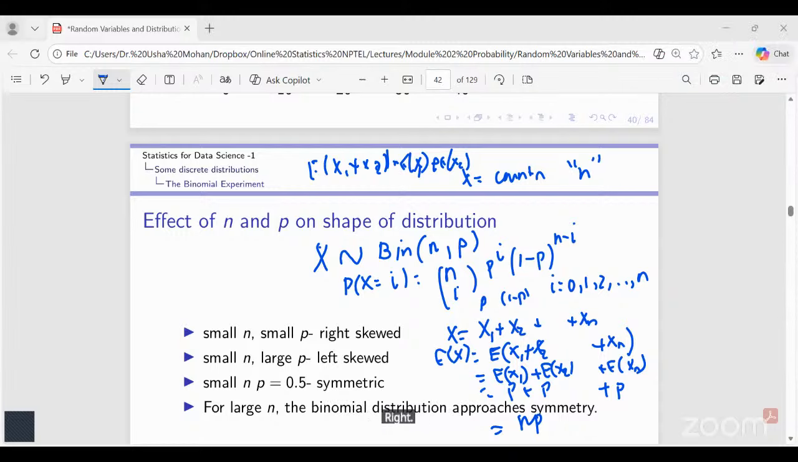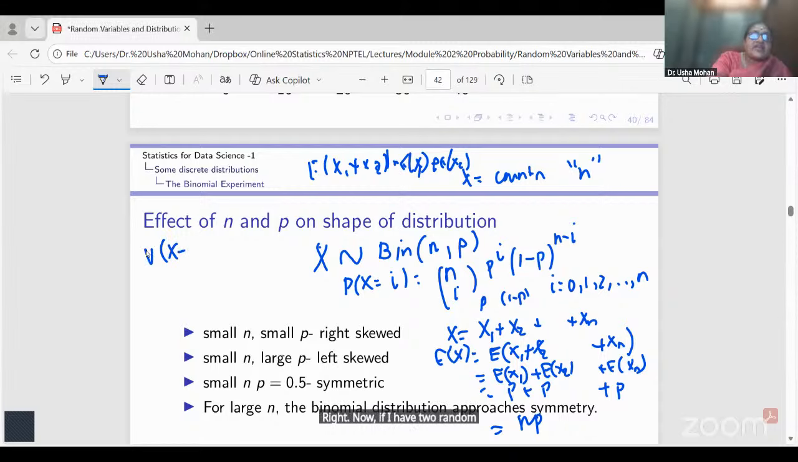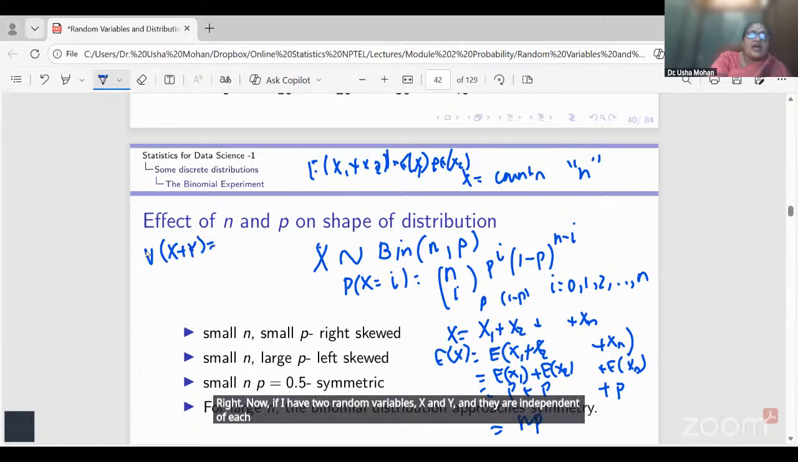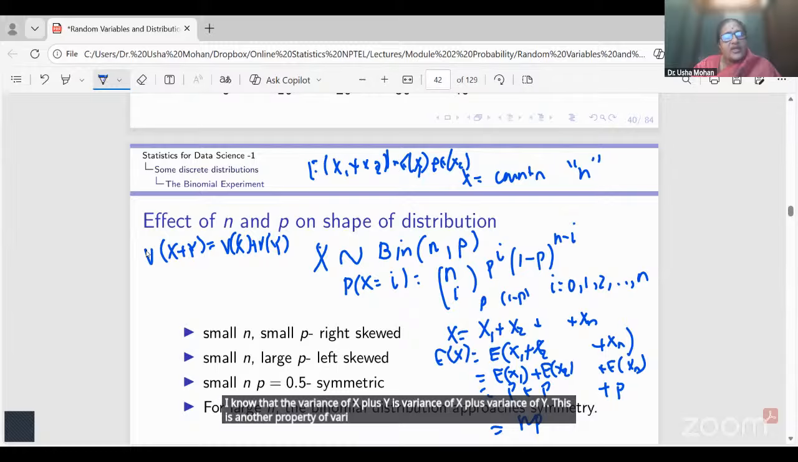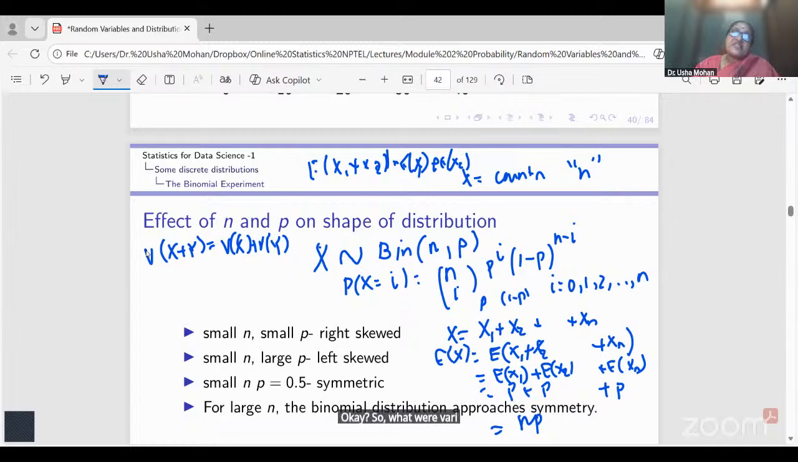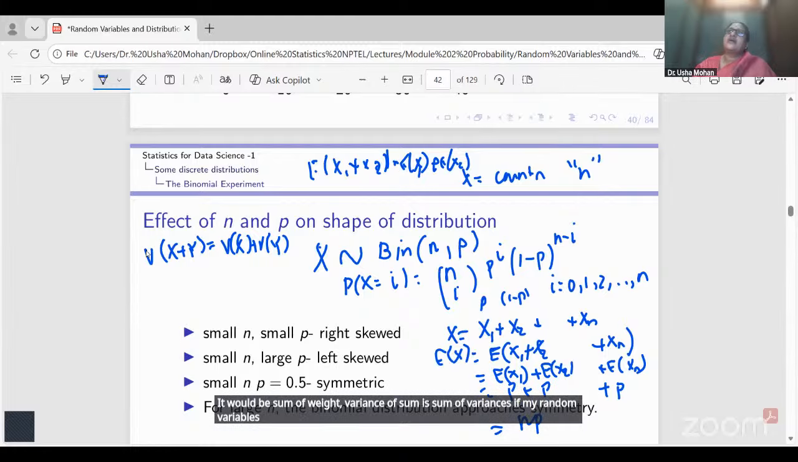Right. Now, if I have two random variables x and y and they are independent of each other, I know that the variance of x plus y is the variance of x plus the variance of y. This is another property of variance. Okay. So what would the variance of x plus y plus z be? The variance of a sum is the sum of variances if my random variables are independent. Is this clear?